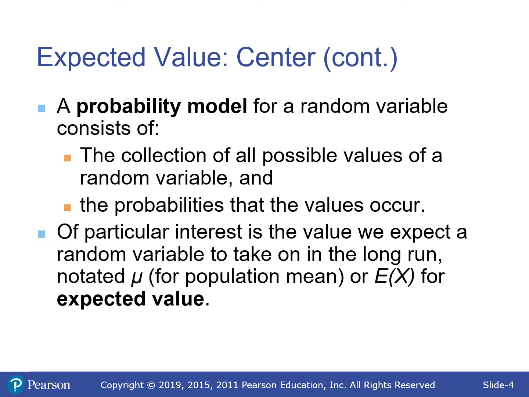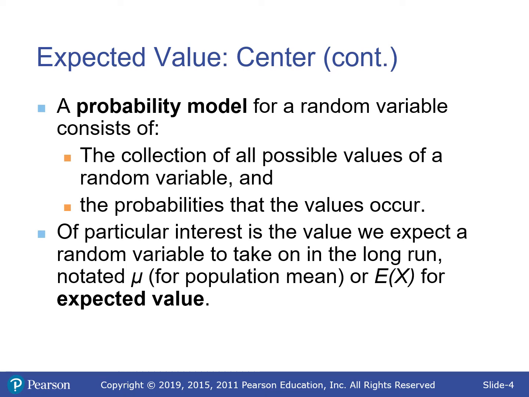So a probability model for a random variable consists of the collection of all possible values of a random variable and the probabilities that the values occur. Being that we're listing out all possible values, this is generally for discrete random variables, because you're not going to list out all possible values for a continuous one. That's going to look more like a graph. We usually deal with continuous random variables with normal curves, and we'll deal with that later on.